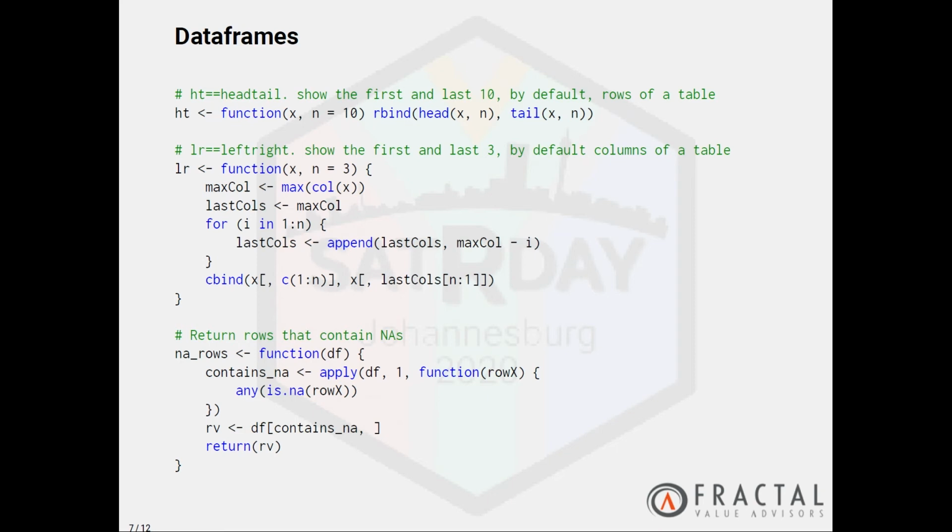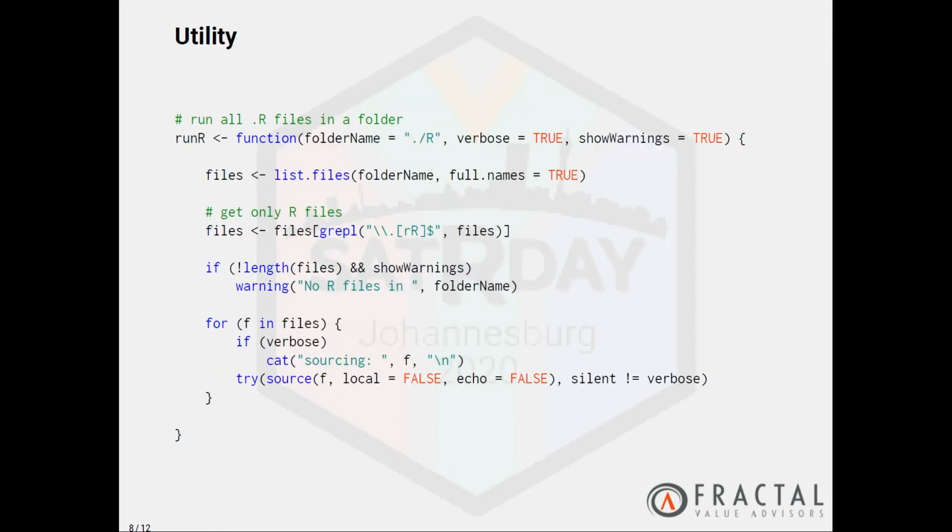For example, I work with a lot of crazy Excel data, so big tables. When you read them in, it prints out in the console and it's useless to read. So head, tail, left, right, NA rows, they'll just give you a nice readable view of the top end, bottom end, and so on, rows and columns of a table.